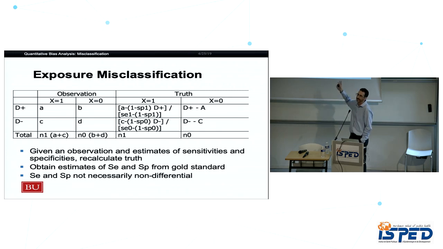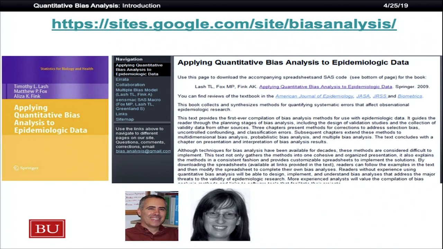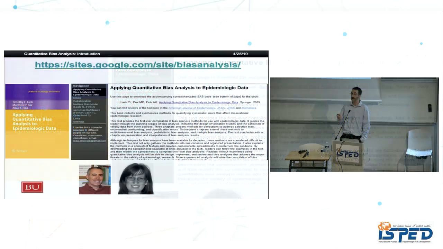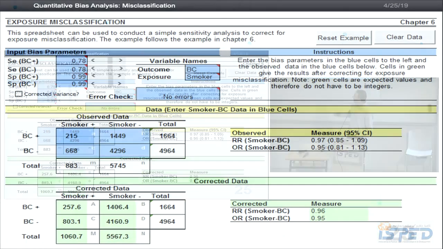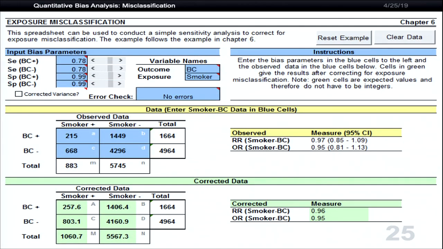And in fact, you don't even need to remember the formulas because we wrote a book on this, and I'm not here to sell a book. I'm here to tell you that if you go to the Google website that we have for the book, we have spreadsheets that are pre-programmed to have all these formulas in there for you. And it's not just misclassification. We have confounding problems, selection bias, all of those things. All you have to do is go to the website. And the spreadsheets look like this. They're very simple. Microsoft Excel. You can do this in Stata. You can do this in SAS, all those things, but you don't need to.